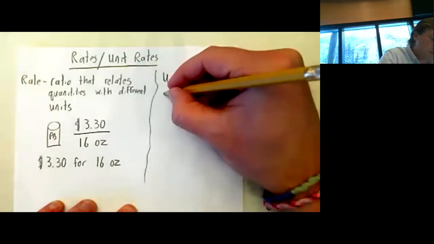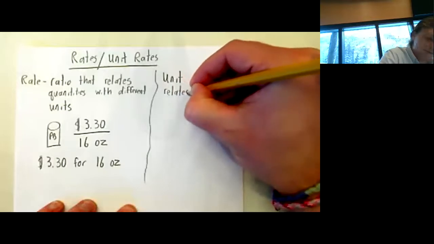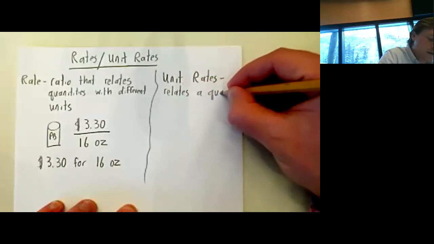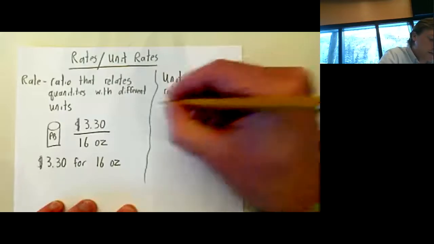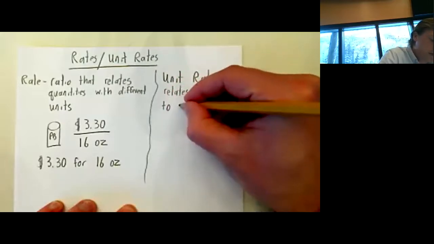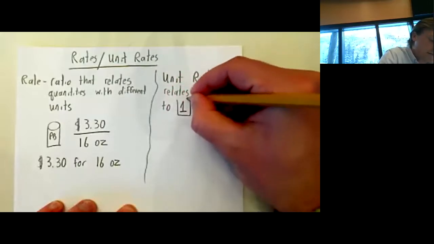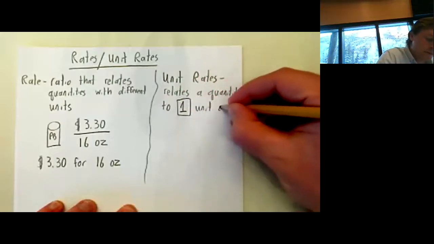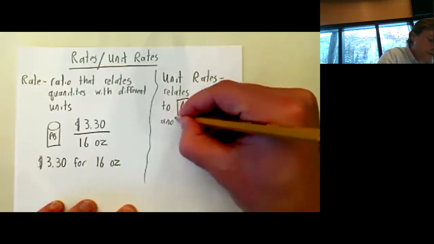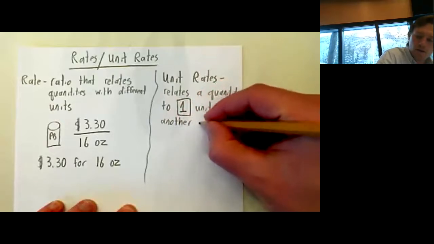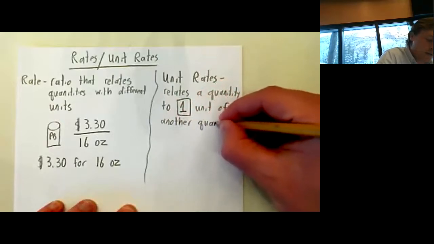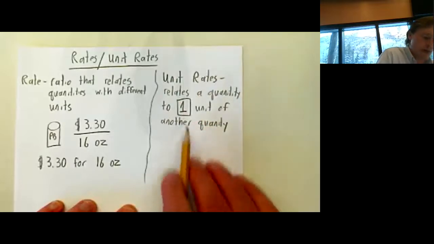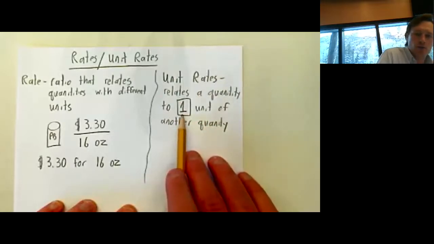And a unit rate relates a quantity to one, I'm going to box that out, unit of another quantity. So that one is going to be super important, right?